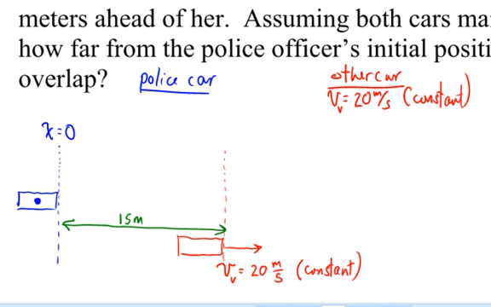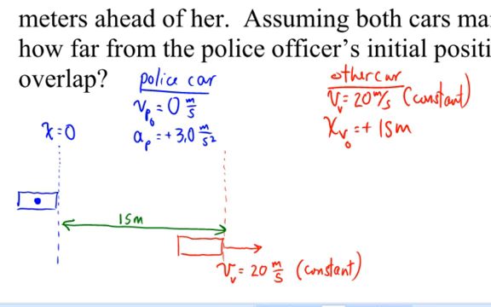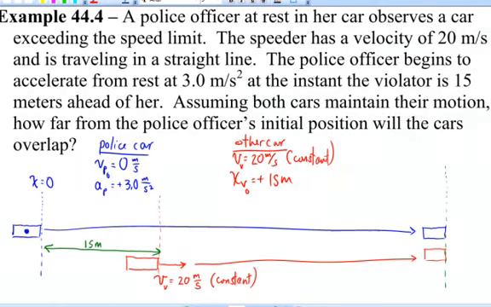The initial position of the violator is 15 meters in front of the police car, so I'm going to say that position is 15. The police car is starting from rest, and it has a constant acceleration of 3 meters per second squared. At some time later, the two cars are going to be side by side. When it's said that the two cars overlap, what we mean is that they reach the same position. Now, what are we trying to find? We're trying to find how far from the police car's initial position the two cars overlap. In other words, we're trying to find this distance.